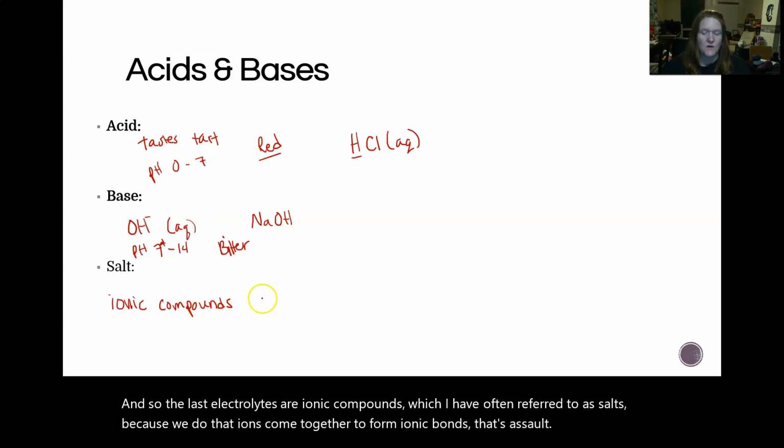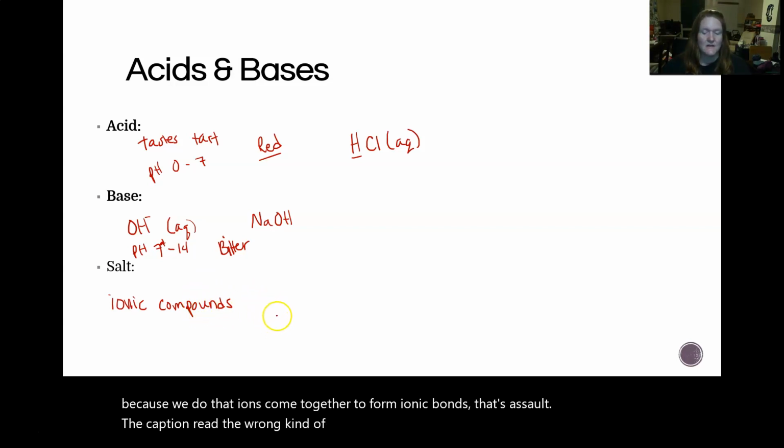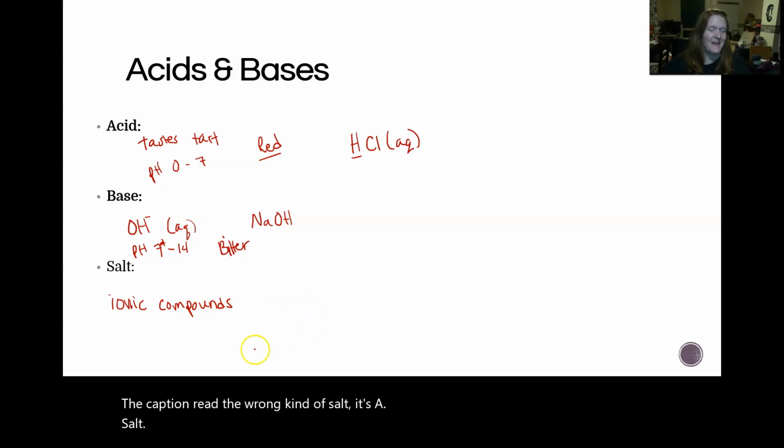The caption read the wrong kind of salt. It's a salt. There we go. Okay. Anyway, so salts are ionic compounds.